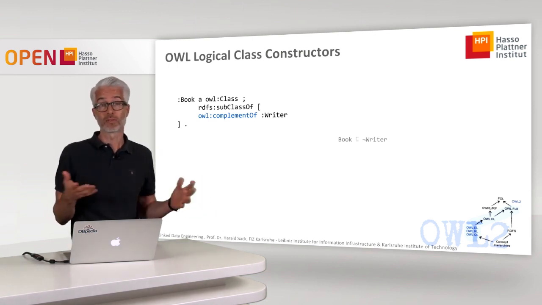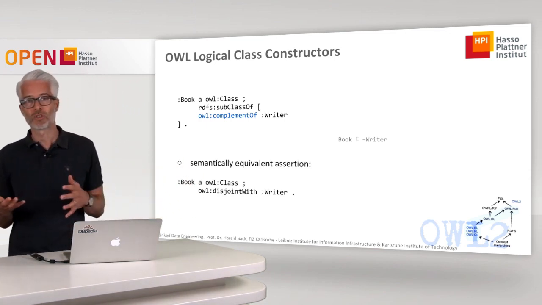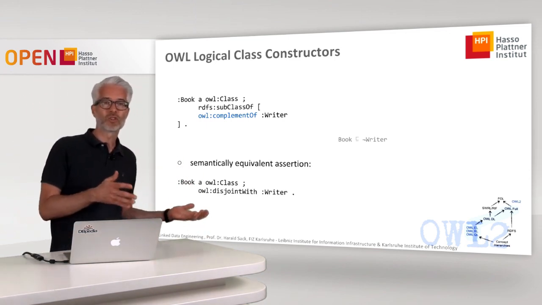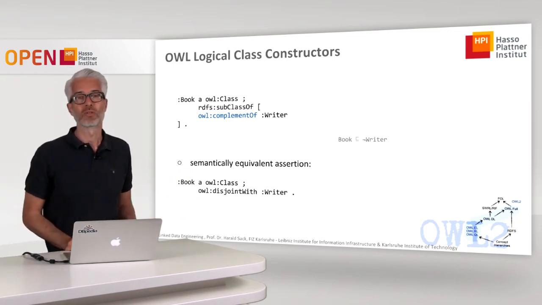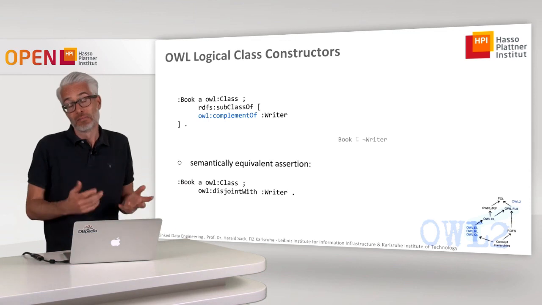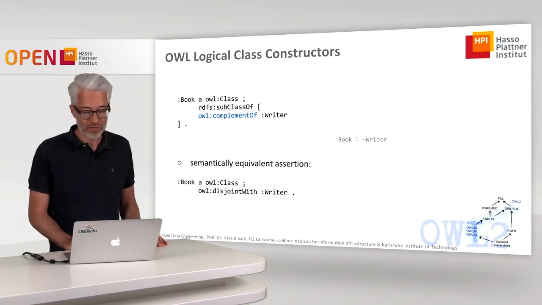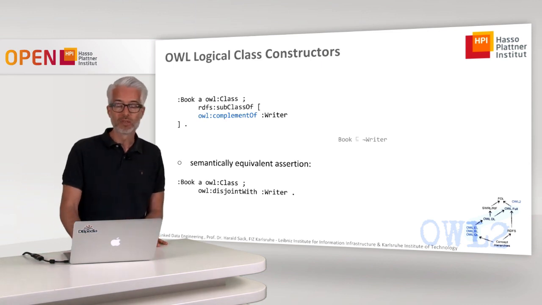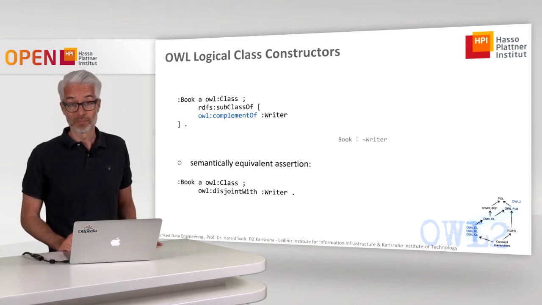And of course, a book is not a writer, so therefore this expression is semantically equivalent to the assertion that book is a disjoint class with writer. So book is disjoint from writer or with writer. These are two different ways to express the same kind of knowledge. So in this way, you would use the complement of a class to define a new class, a more complex class.